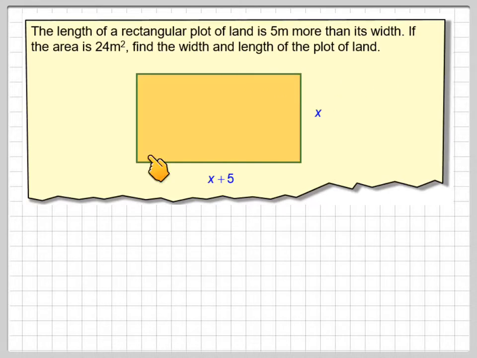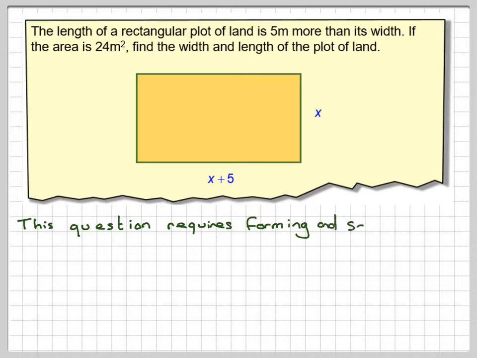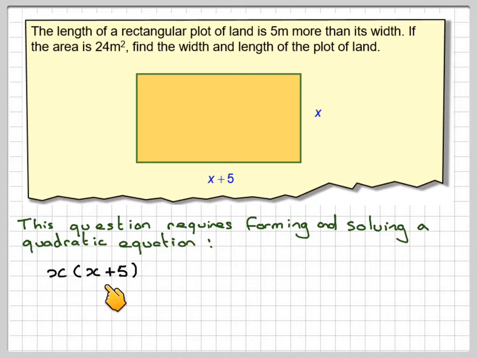So you're actually given the diagram. If you were not, you would have to draw it. If that's the width, then the length would have to be x plus 5, because the length is 5 more than the width. So this question requires us to form and solve a quadratic equation. So this is going to be x.